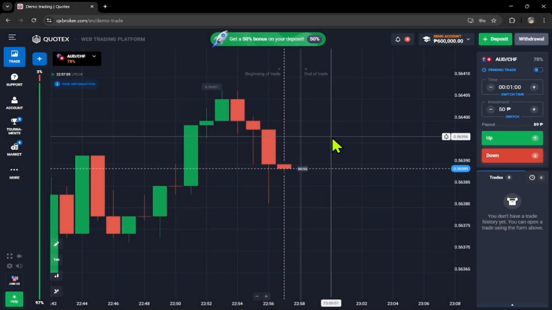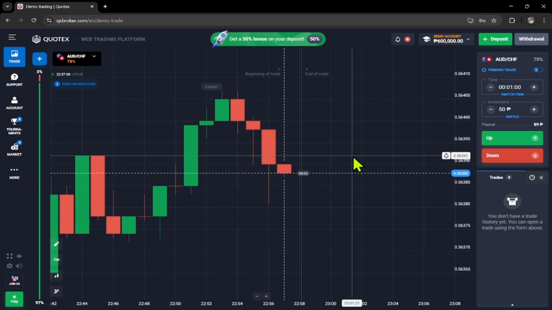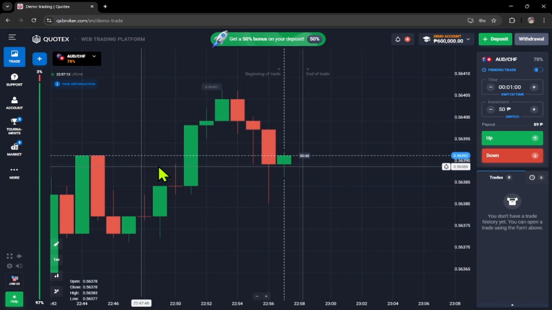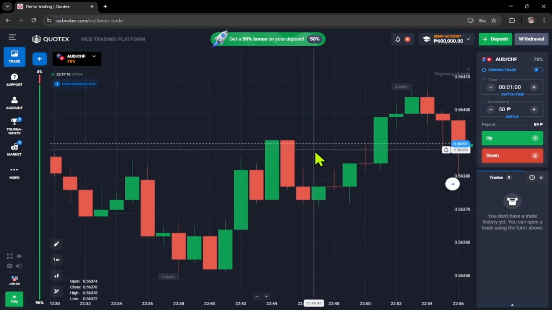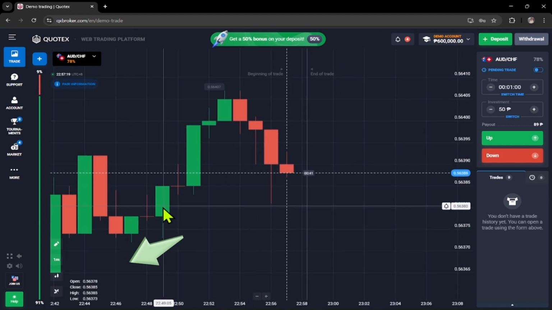Today, I'll show you how to read every candle in Quotex. Candlestick charts help you understand how price moves during a selected time period. Each candle shows four important prices: the open, the high, the low, and the close.